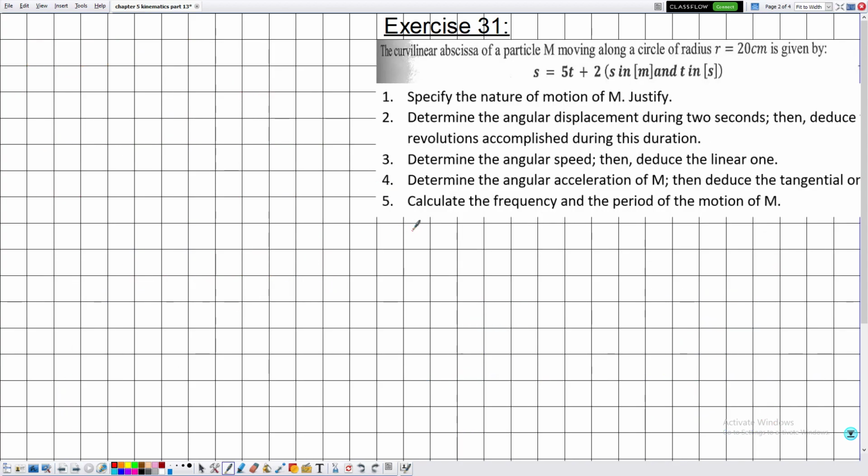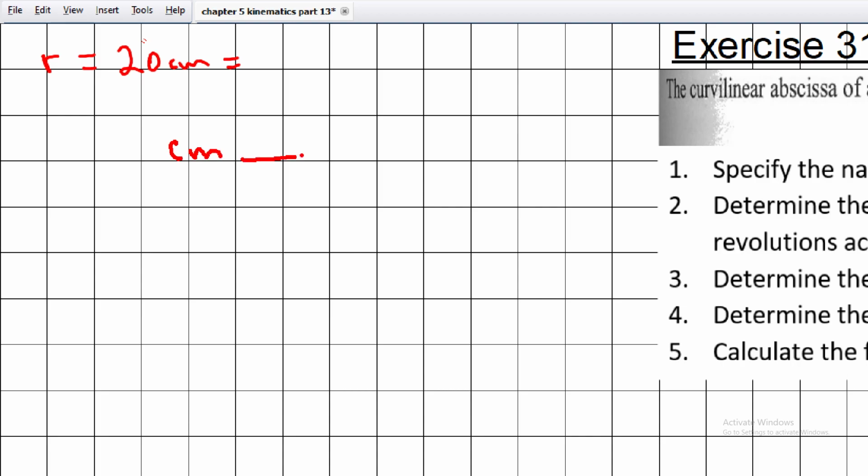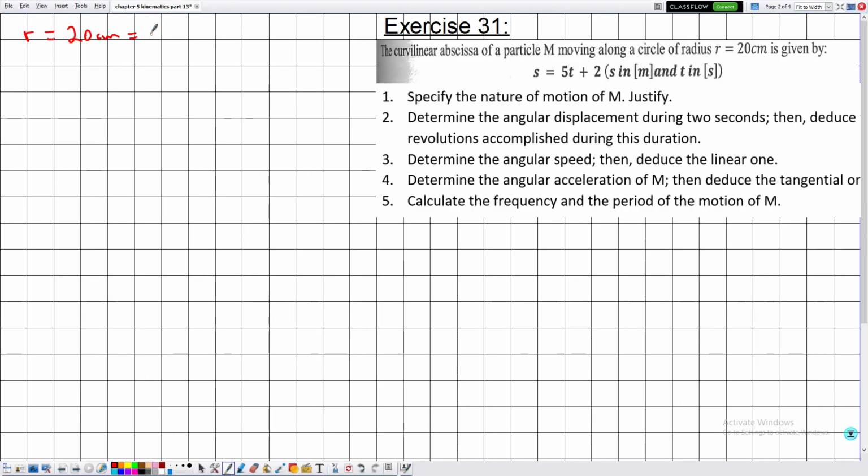Now in exercise number 31, they are telling me the curvilinear abscissa of particle m moving along a circle of radius r is equal to 20 centimeters. So r is equal to 20 centimeters, knowing that centimeters is not a unit of length in the SI. In order to convert from centimeters to meters, we divide by 100. Then 20 divided by 100 is equal to 0.2 meters.